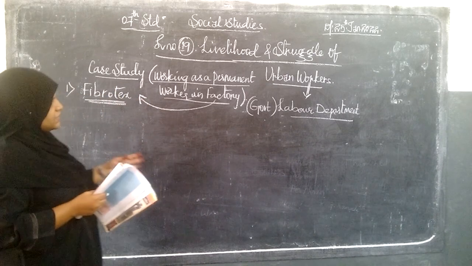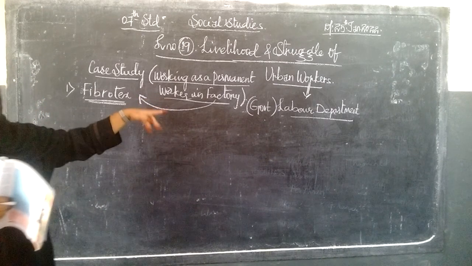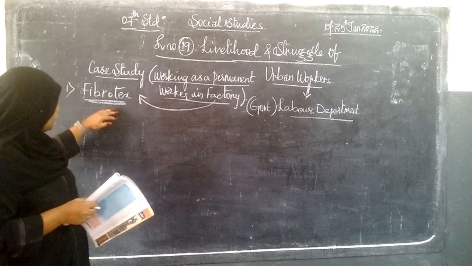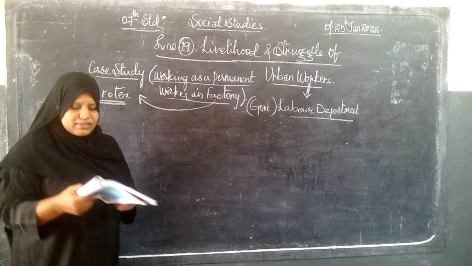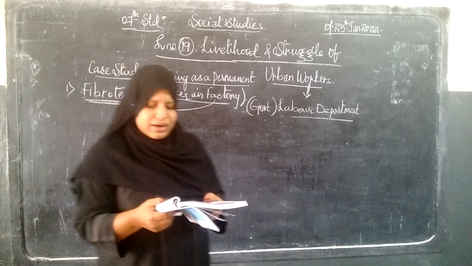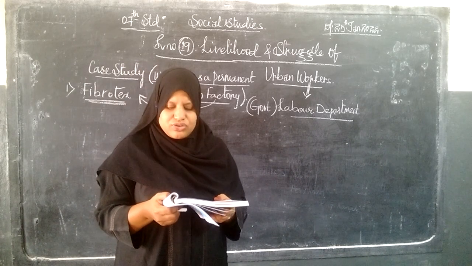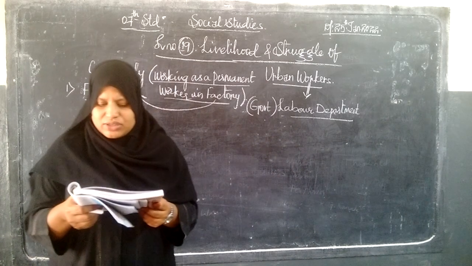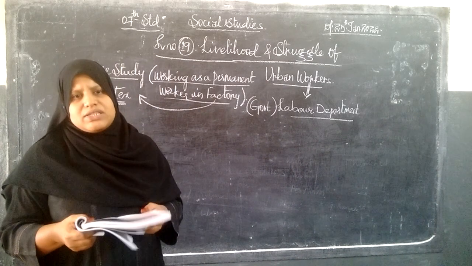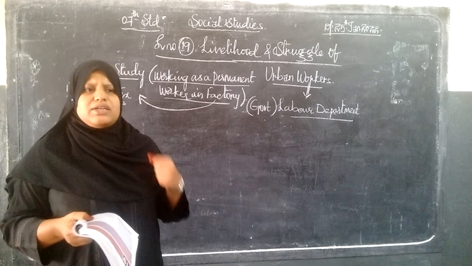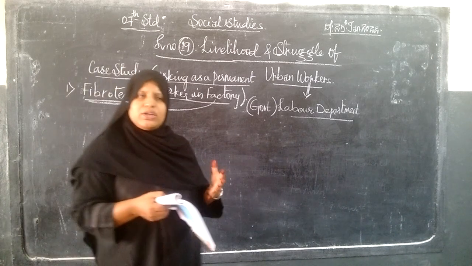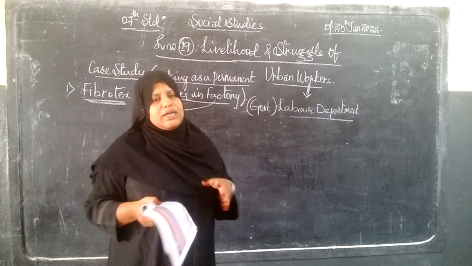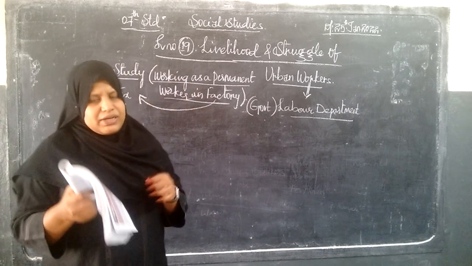The very first case study is about a worker who has been a permanent worker in a factory, Fibrotex. Read the following accounts of two factories in Kochi, a new industrial town located about 30 kilometers from Hyderabad in Mahbubnagar district. This was recorded in 2002. So this is a case study. For example, we are showing here how permanent workers have been treated in a factory. Fibrotex is not a real name.